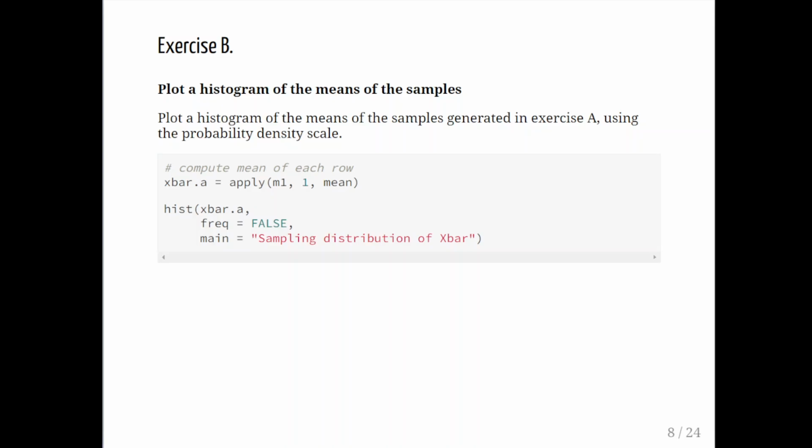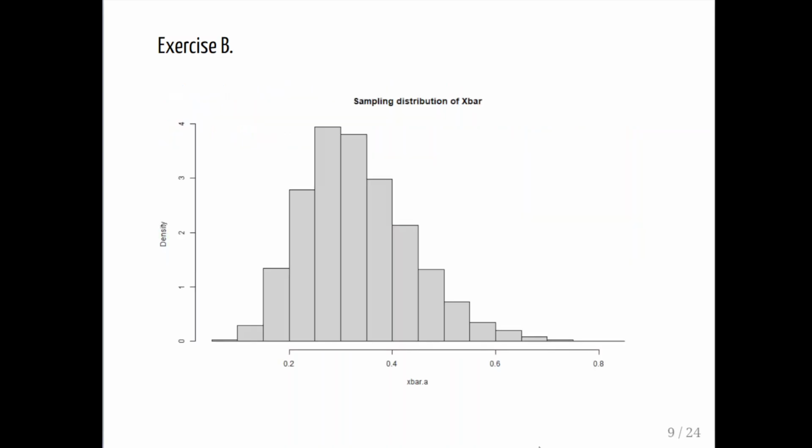Anyway, annotating the graphs. So we put in there main equals sampling distribution of X bar, which is the sample means. And let's have a look at that. There we go. You can put a little bit more detail into it if you want, but really that fulfills all the conditions that we require.